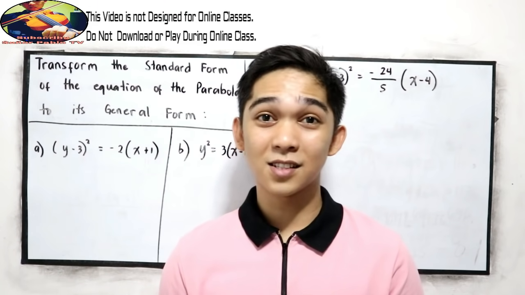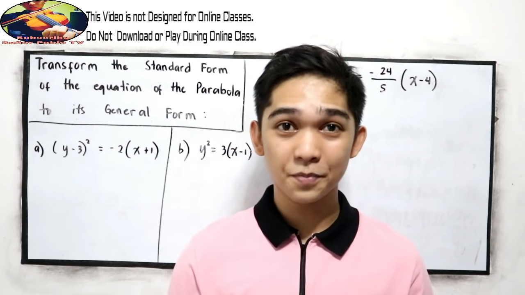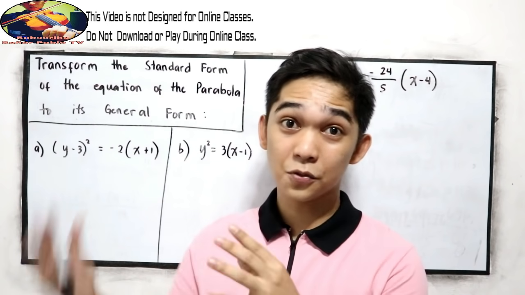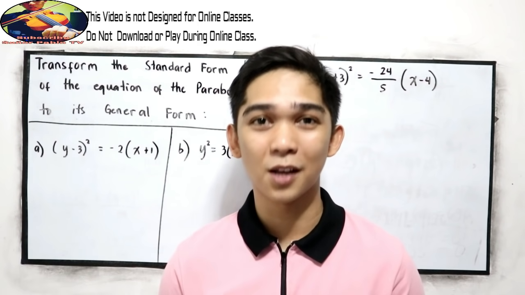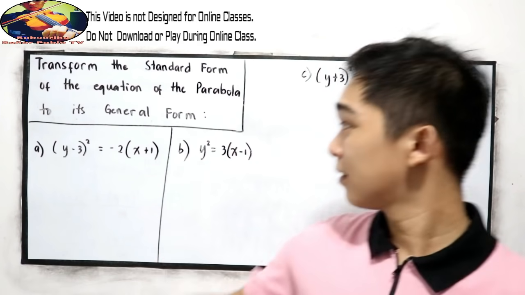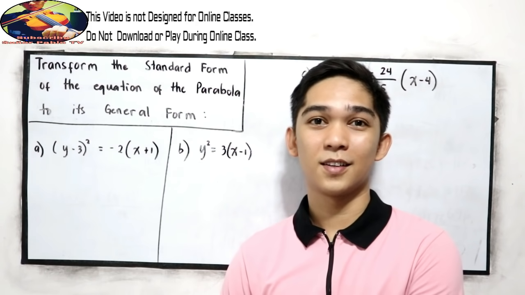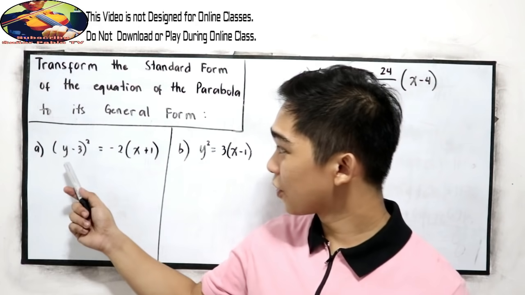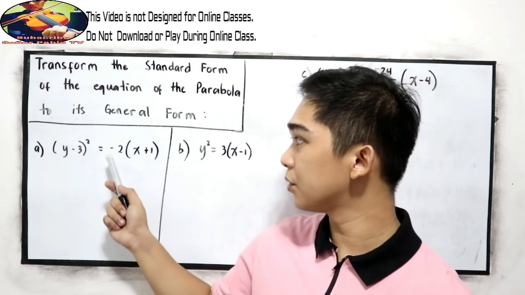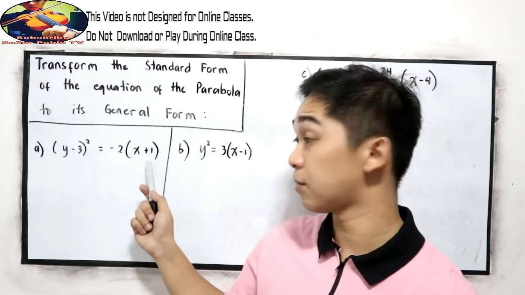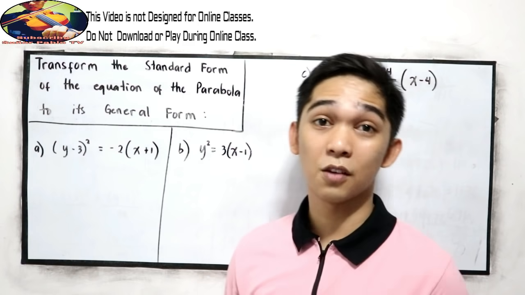So after discussing general form to standard form, now let's have transforming standard form to general form of the parabola. Let's have letter A, B, and C as our problem. So for letter A, quantity y minus 3 raised to 2 is equal to negative 2 quantity x plus 1. We're going to write it into general form.